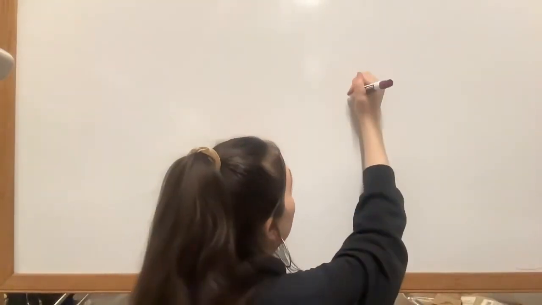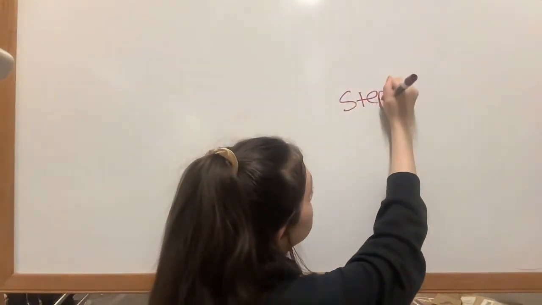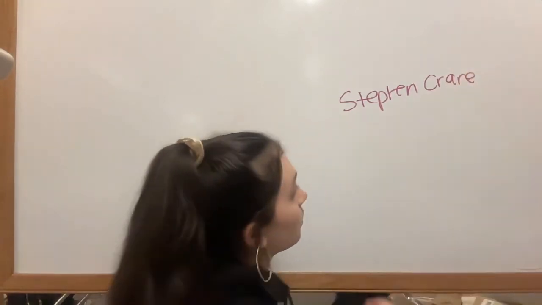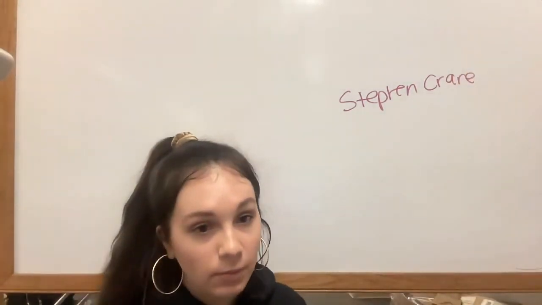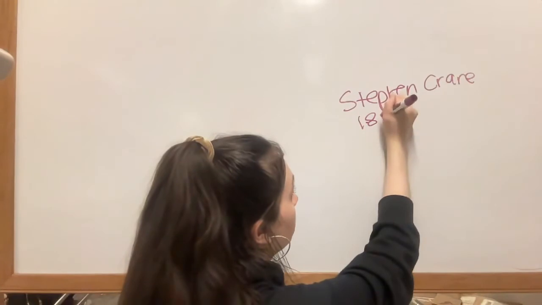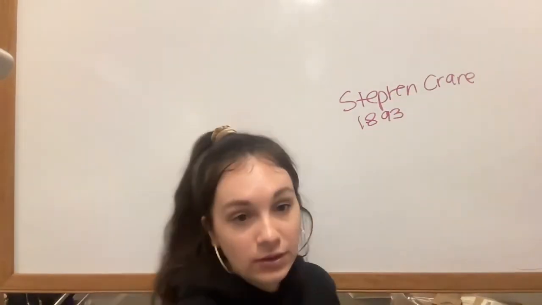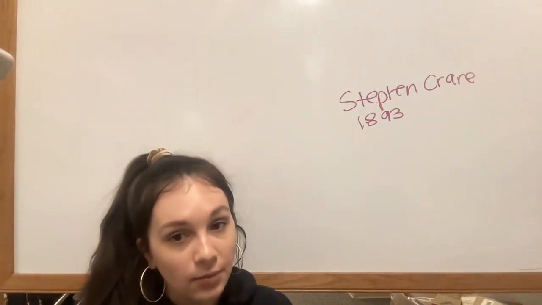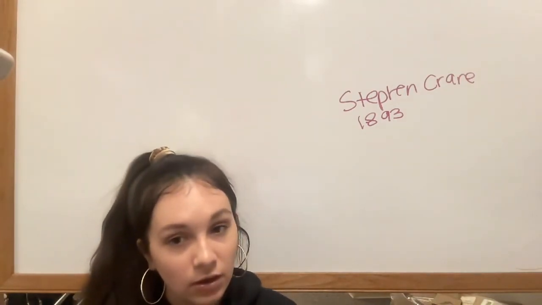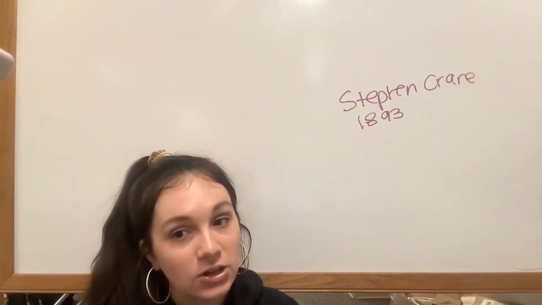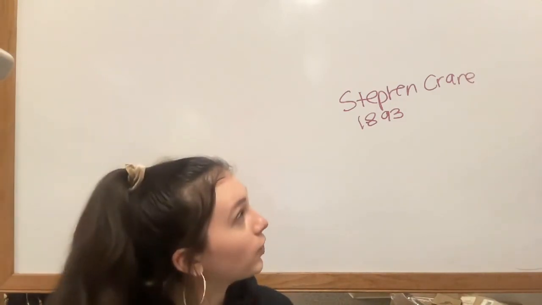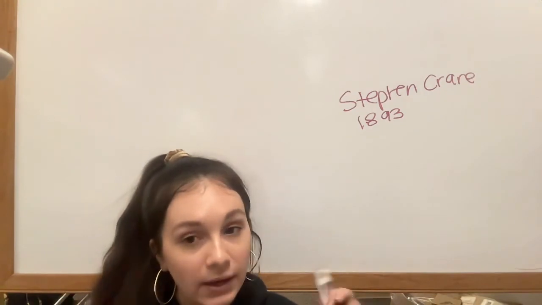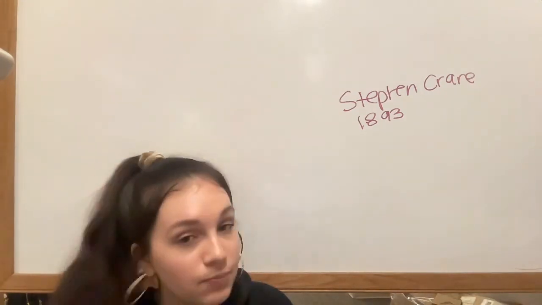So the first one we have is actually Stephen Crane. Although this book was published in 1893, so again, 7 years before the naturalist period actually started, his book, which is called Maggie, A Girl of the Streets, is often considered the first American naturalistic novel, despite predating the time period.